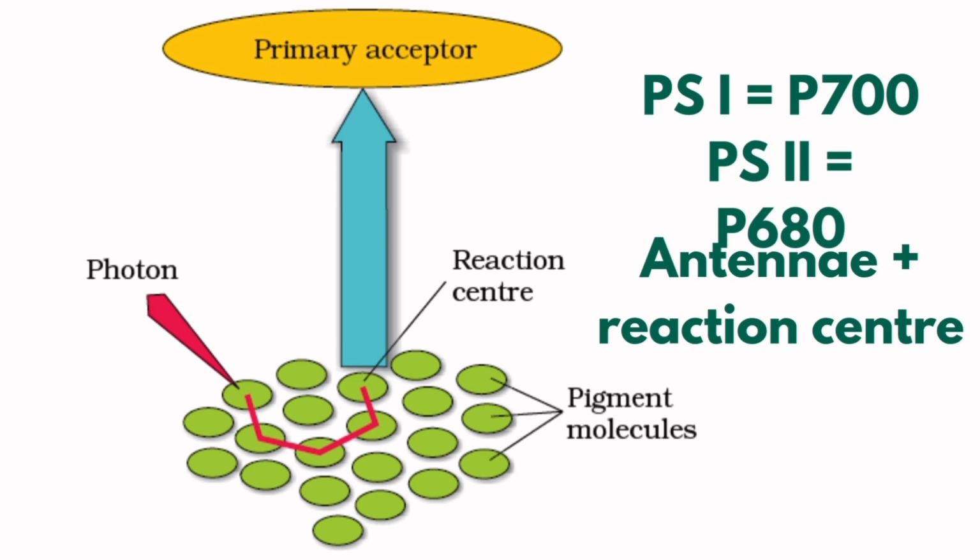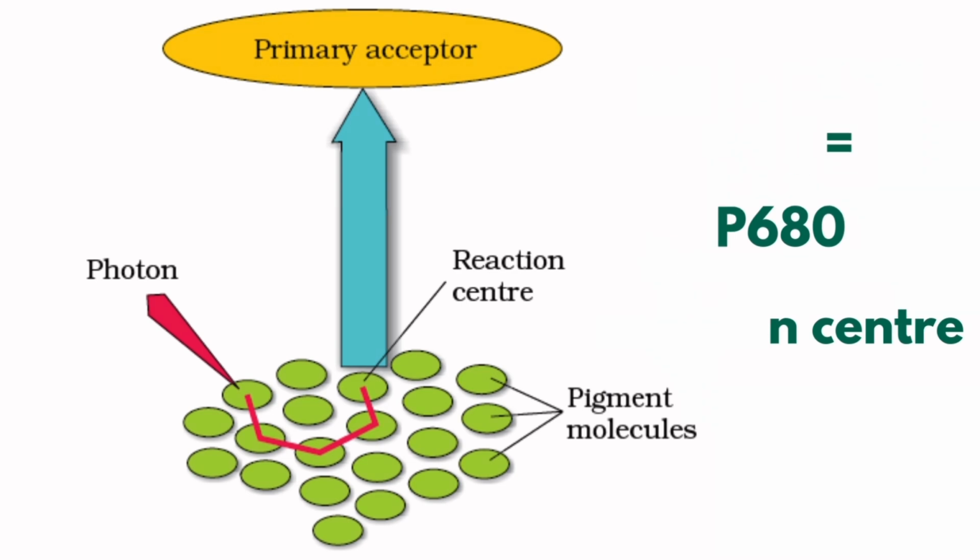From the diagram, it is visible that the photons which are absorbed by the pigment molecules are transferred to the reaction center, and from the reaction center the electrons which are excited due to the energy from the photon are received by the primary acceptor.